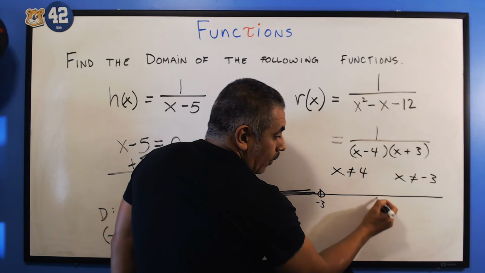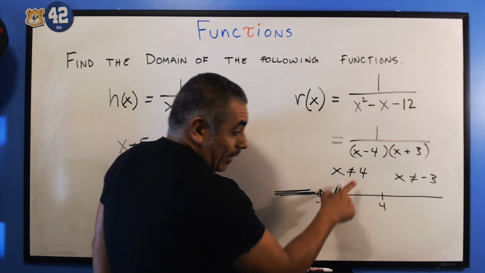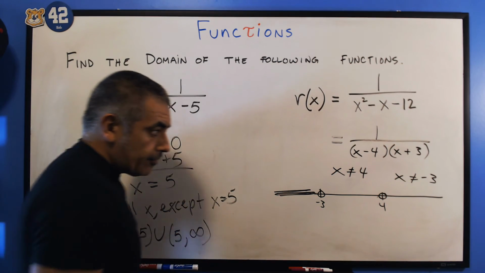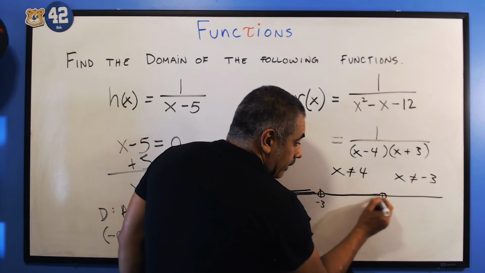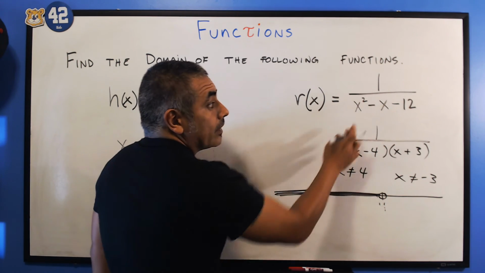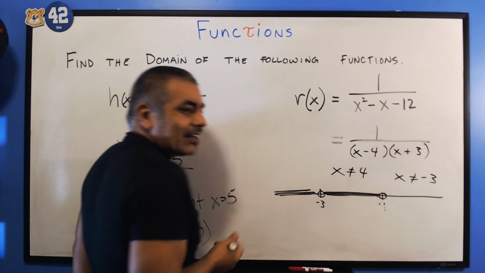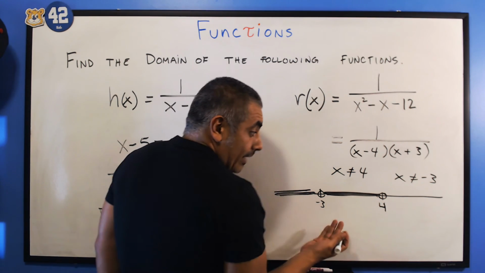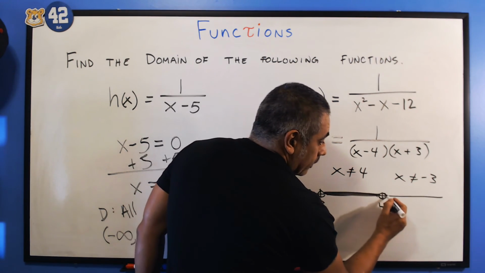And I'm going to go all the way to 4. Now, I know 4 is going to make the denominator 0 again, so I'm not going to plot the 4, but I can have any number here. And we can even verify. If you plug in 0 here, you get 0 minus 12, so you get negative 12, so we're good. But 4 cannot be in there, and then we can have everything after that.